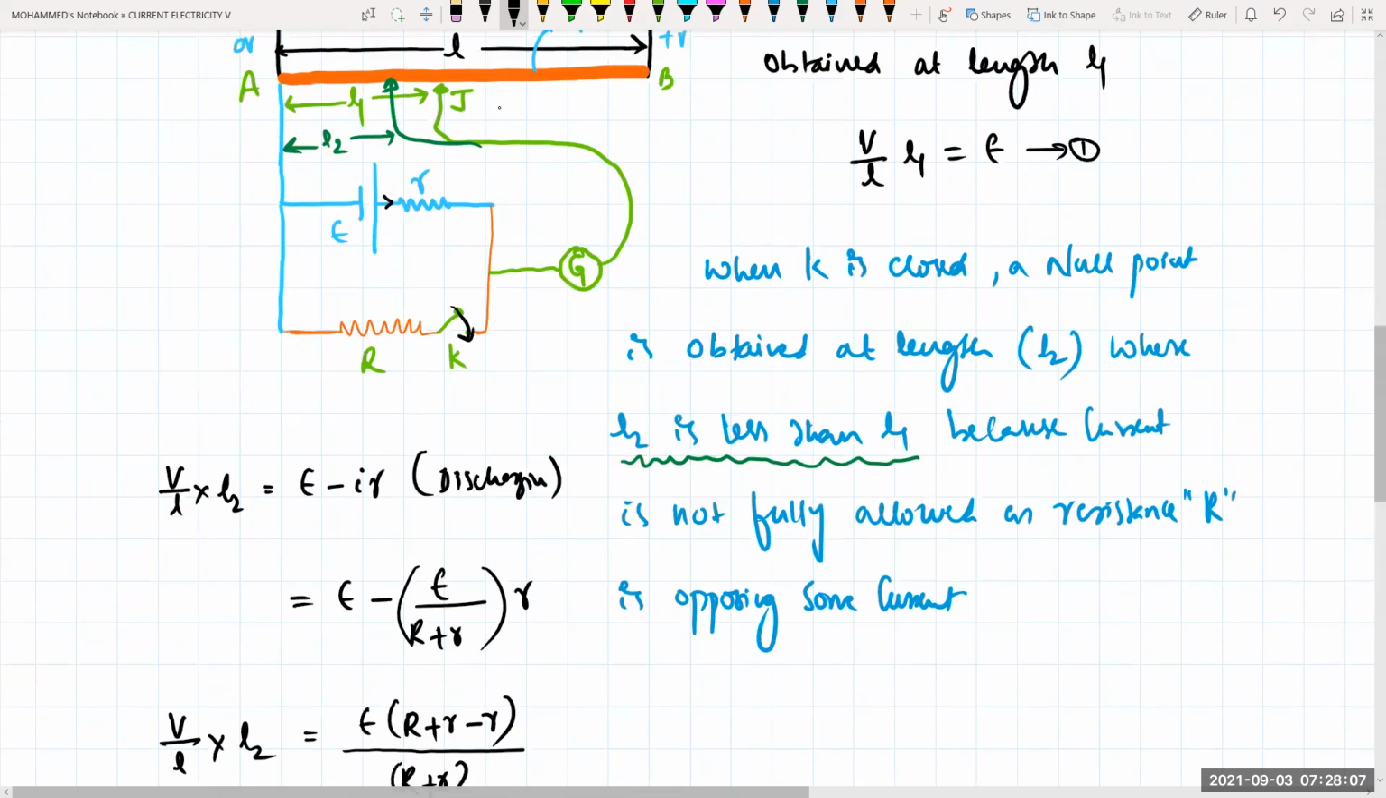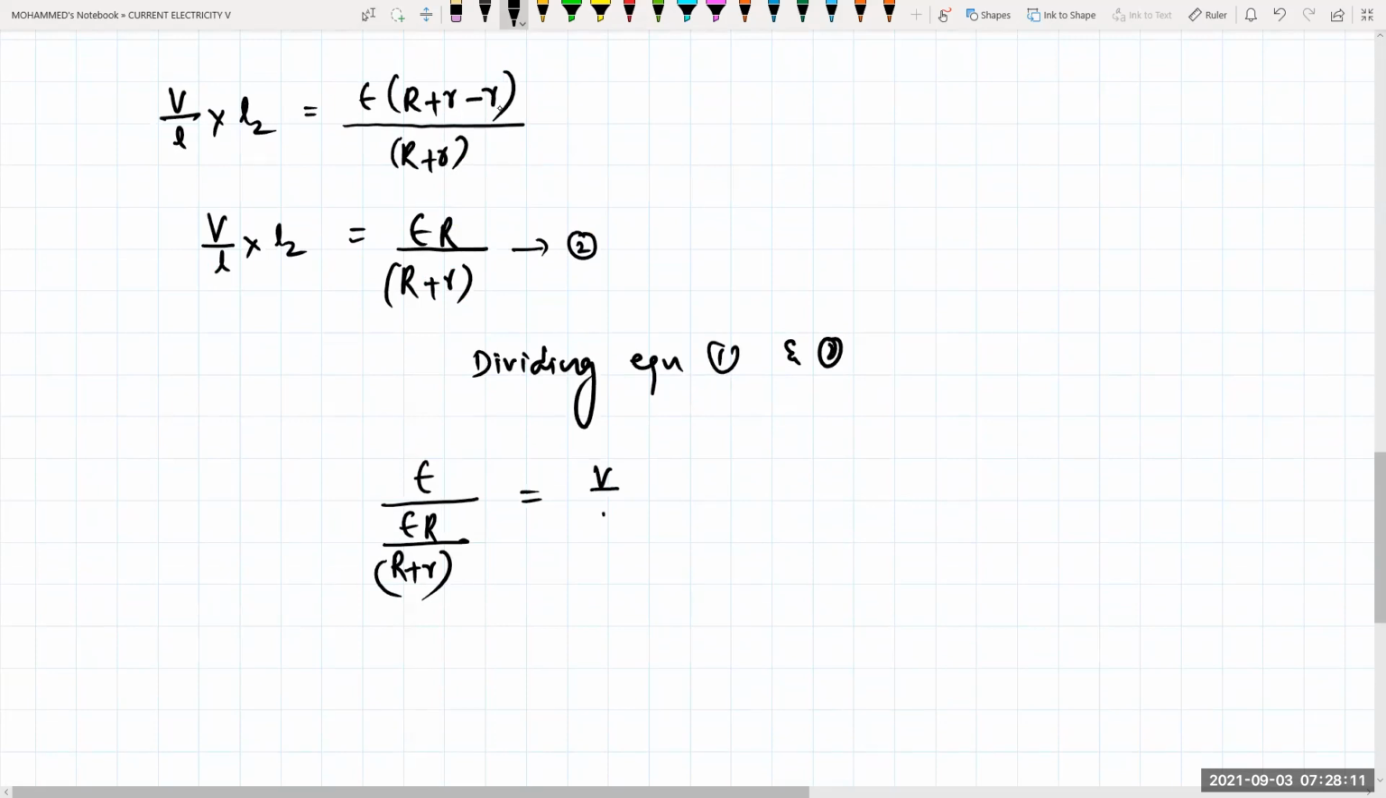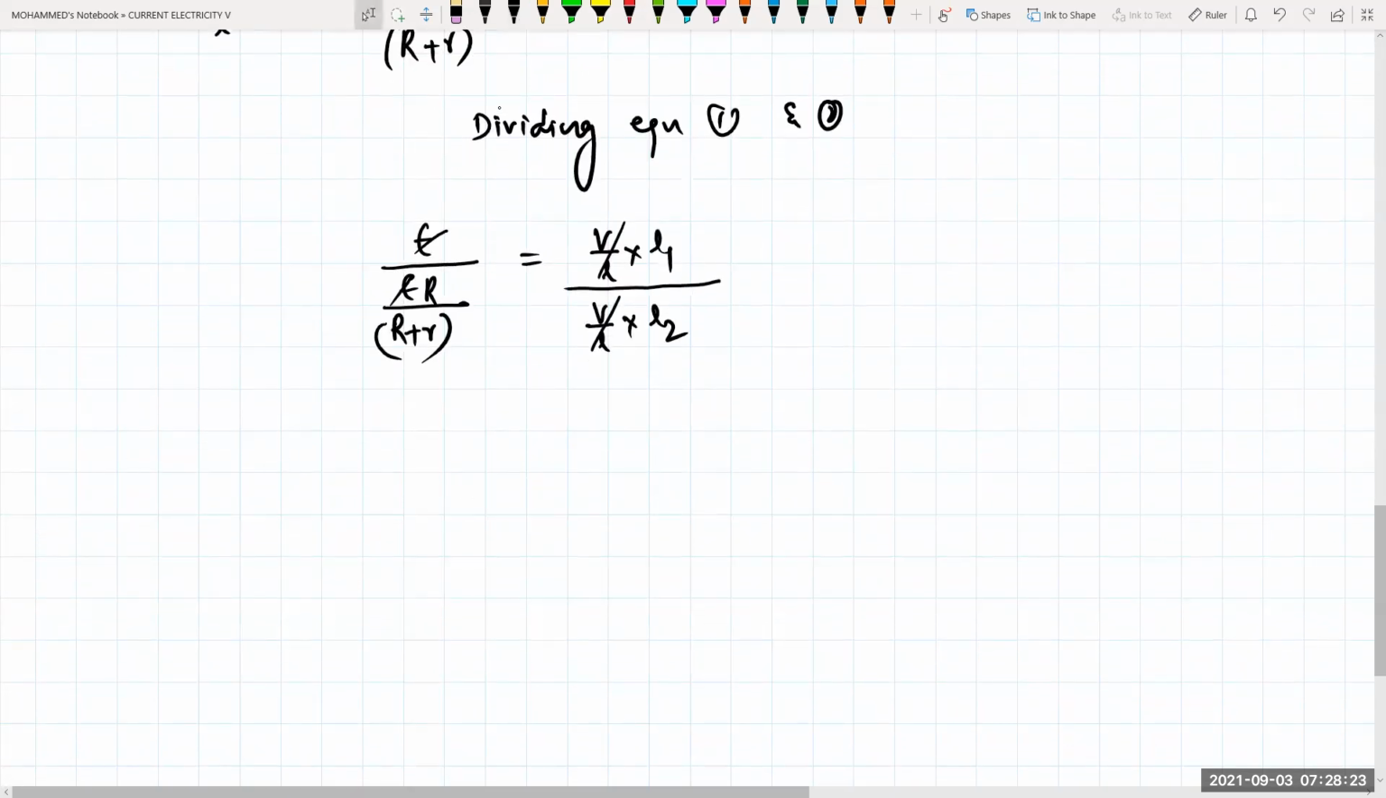How much did we get right now? E value is equal to V by L into balancing length L1, divided by V by L into balancing length L2. V by L gets cancelled here, and E and E also get cancelled. So capital R plus small r divided by capital R is equal to L1 divided by L2, isn't it?